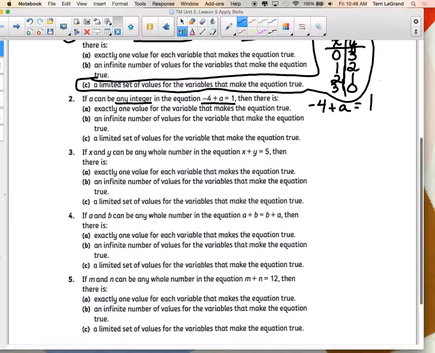Wait. I was going to say the answer. You're going to tell me what you think a could be? Okay, what do you think a could be? Positive 5. Okay, so he says if you take negative 4 and you add 5 to it, you get 1. Do you agree?